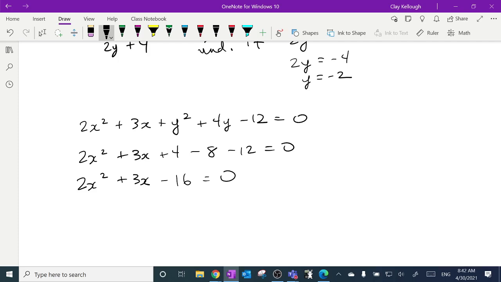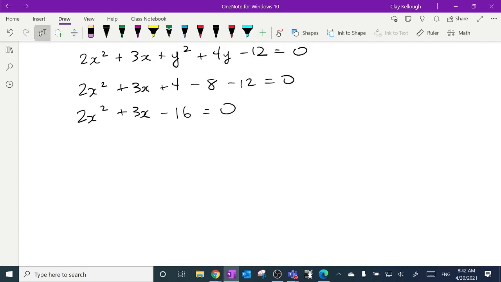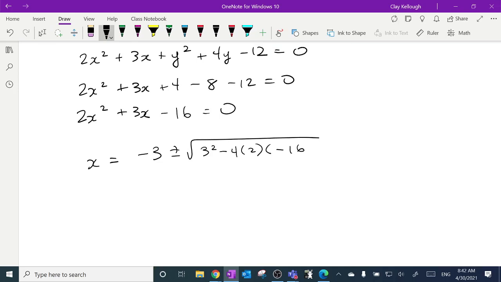Am I wrong about that? I'm thinking. No. Just three people are shaking their heads no. I don't think we can factor that. I think we're stuck with the quadratic formula again. Okay, so x is minus b plus or minus the square root of b squared minus 4ac all over 2a.